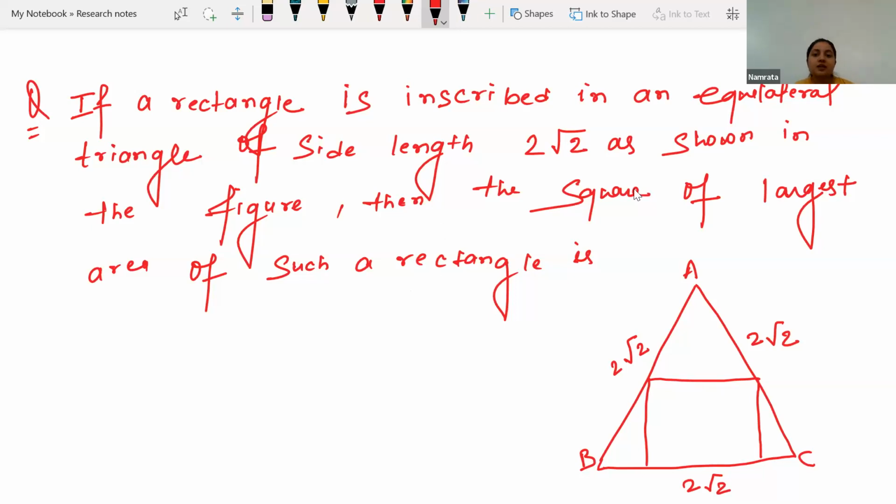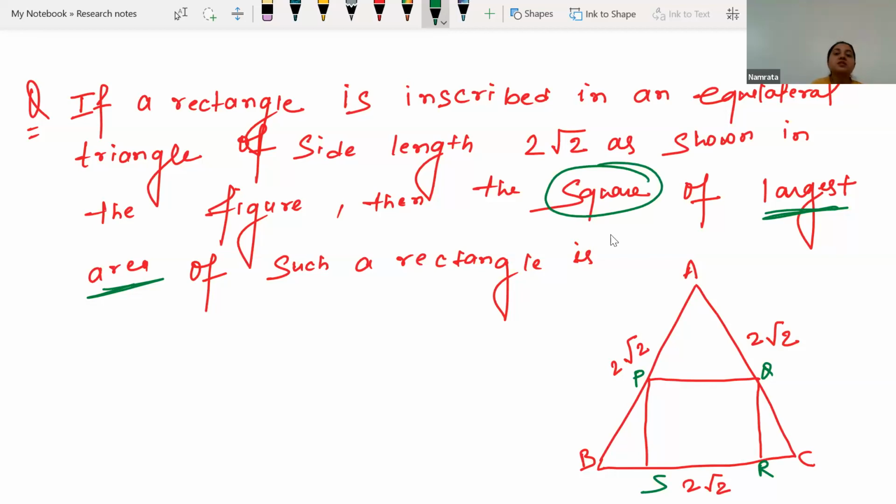And what we have to find is the square of the largest area. So please don't get confused with this word square. We are talking about this rectangle only. Let's say this is a rectangle PQRS. So this PQRS rectangle we are having, we have to find the largest area, the maximum area, and then the square of the largest area.